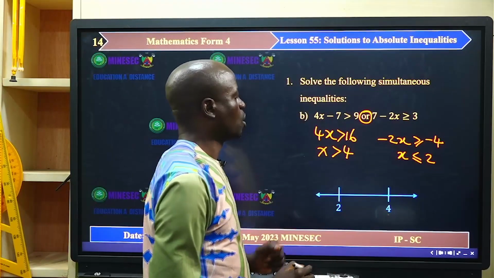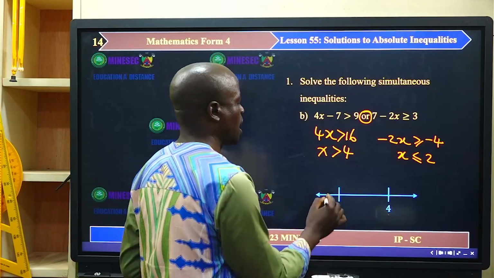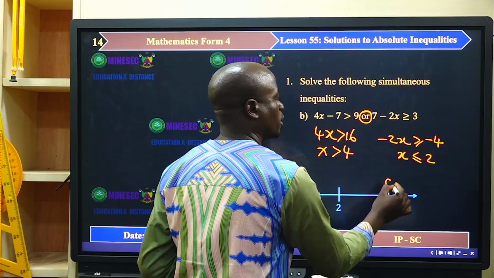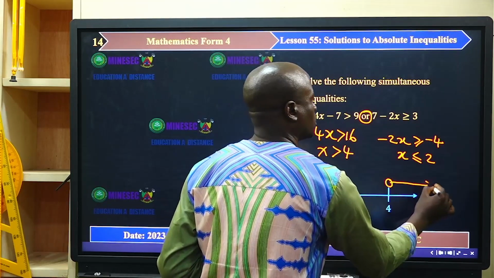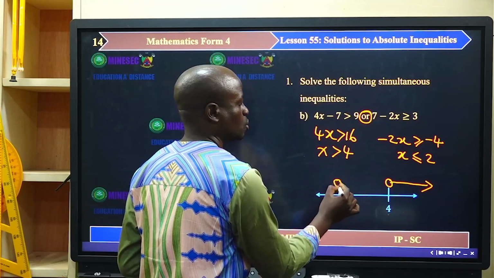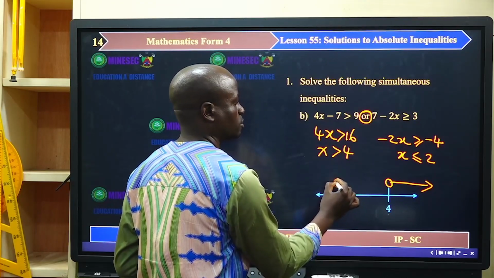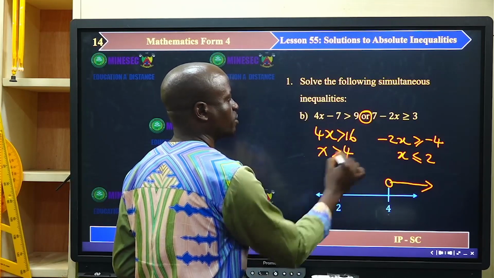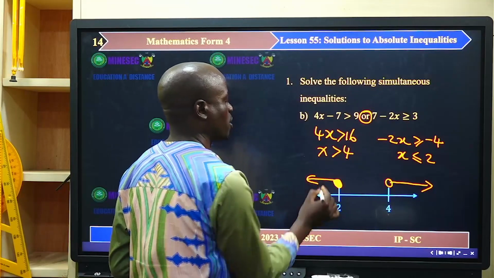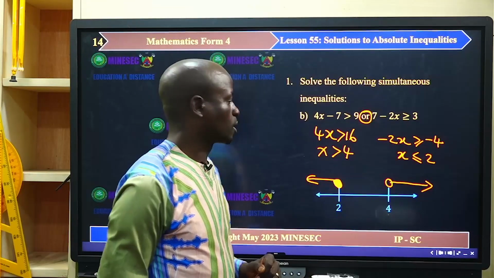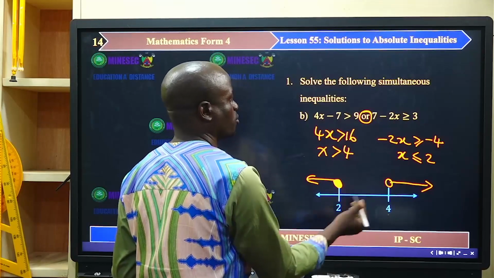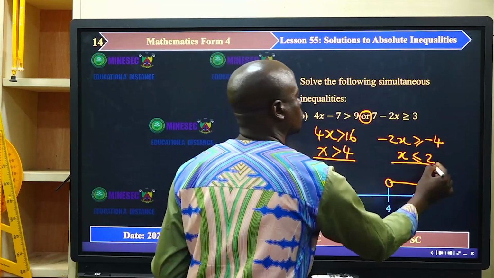So on our number line, we will have x is greater than 4. We have an empty circle and the arrow goes to the right. At 2, we have a closed circle. X is less than or equal to 2. So the arrow goes to the left. So the final inequality will just remain what we have here, these two.